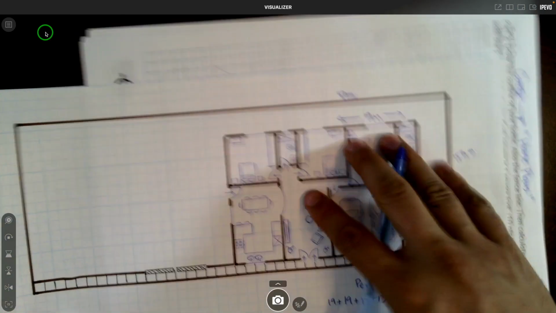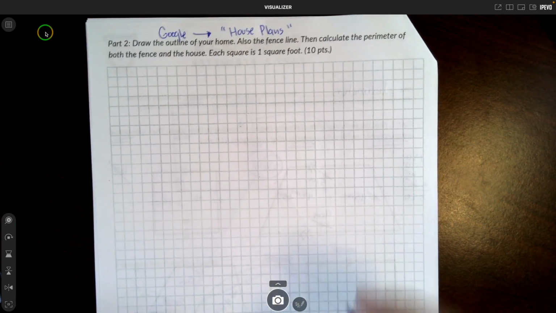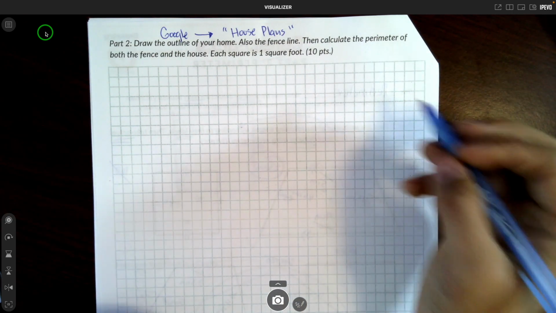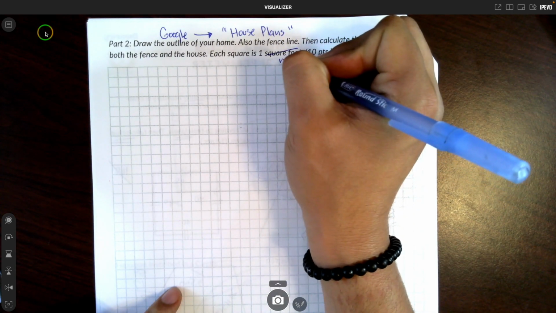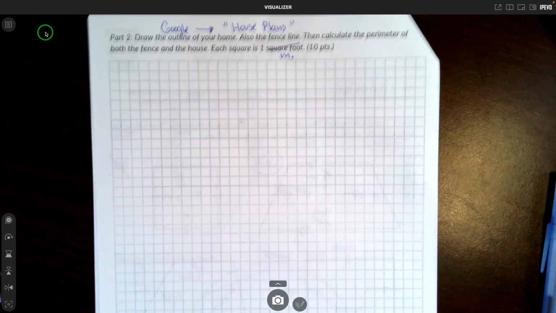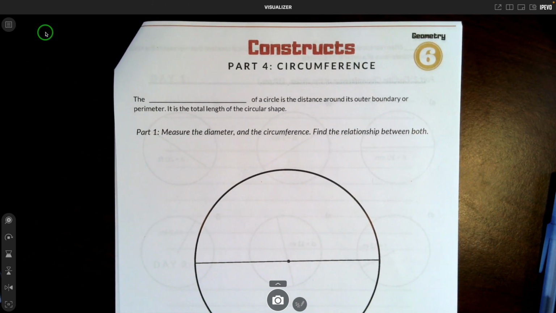Okay? And that's what I basically want to see on your paper right here. Except in your example, each square is 1 square foot. If you want to change that to meters and you want to make your house bigger, that's cool. You can do that. Okay? Now we're going to go on to the last part of the lesson.